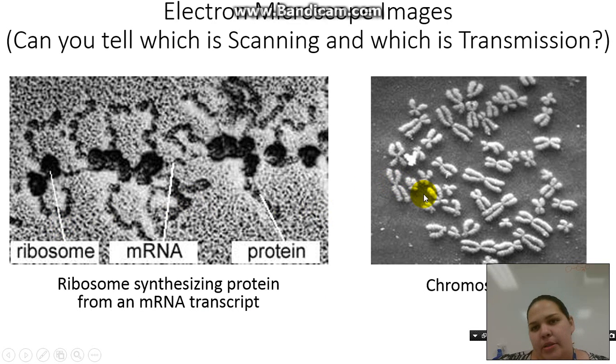So let's look at these pictures. Can you tell which one is scanning, which is looking at the surface, and which one is transmission, which is looking at the internal structure? I'll give you a second. Seconds up. This one is scanning because it's the surface. This is transmission because it's on the inside.